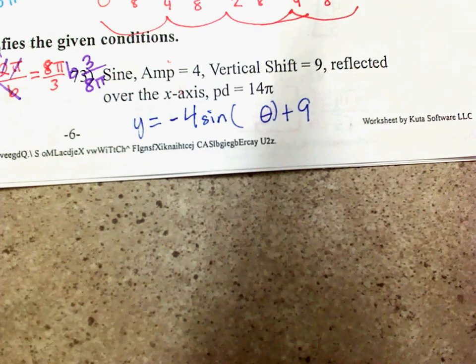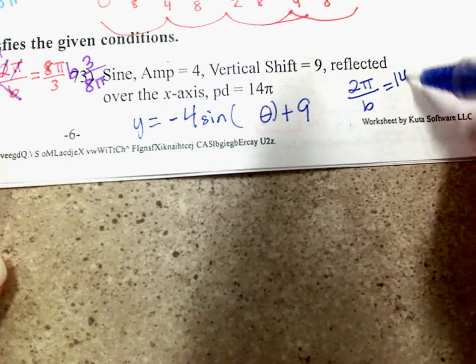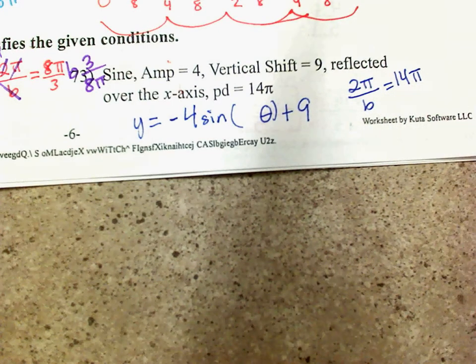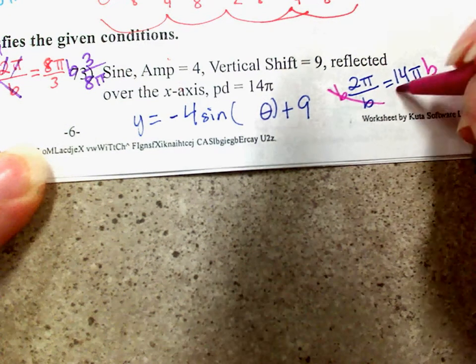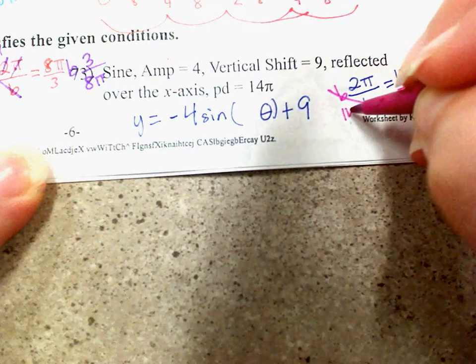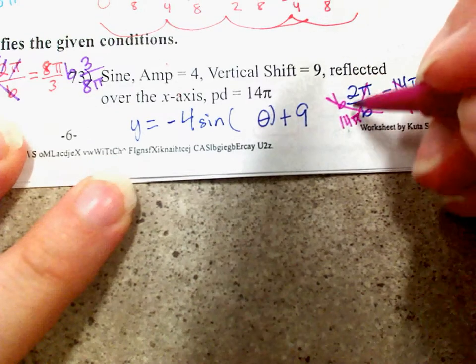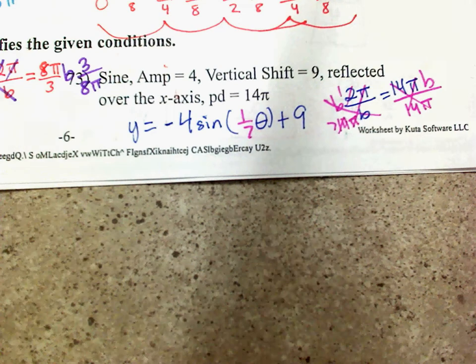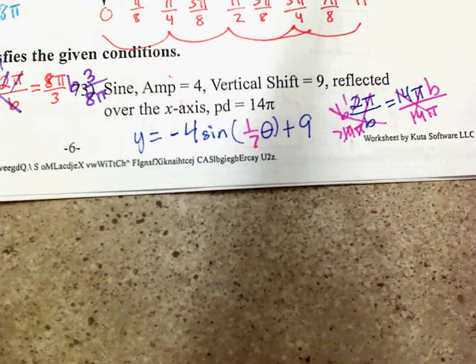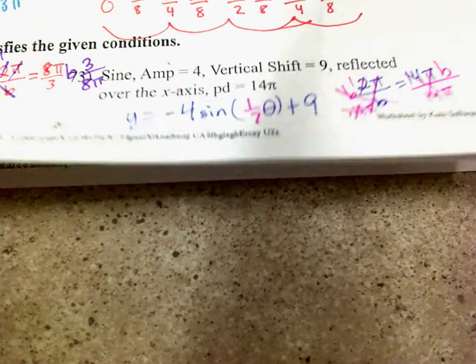So I need to find b. What do I do? Say equal. Good. You can write it as 14 pi over 1. I'm going to multiply by b. And then what? Or just divide by 14 pi, right? So pi's cancel out, 2 and 14, 1 over 7. And there you go. Sure, you can just put theta over 7. Okay.